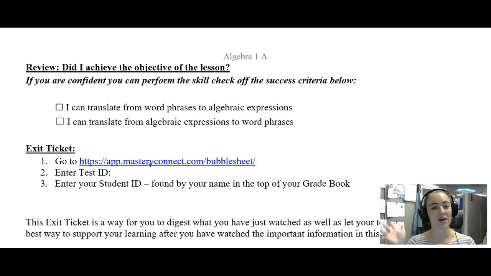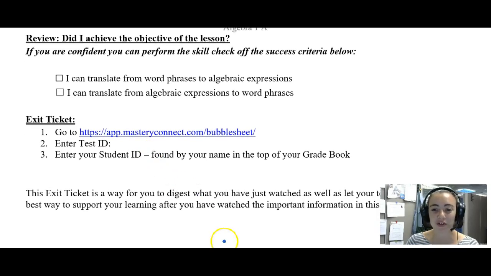Alright, so we've watched this whole video now. You've answered at least 3 of those questions on your own. Make sure that's in a safe spot. It's labeled, Algebra 1A, Unit 2, Lesson 1, because you want to make sure you can turn those in at the end of the unit. And let's just do a quick review.